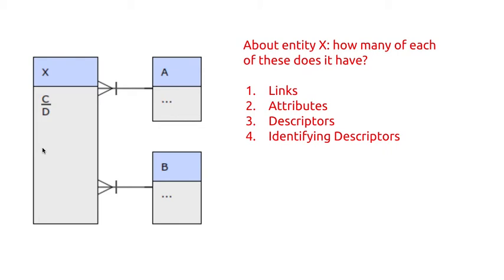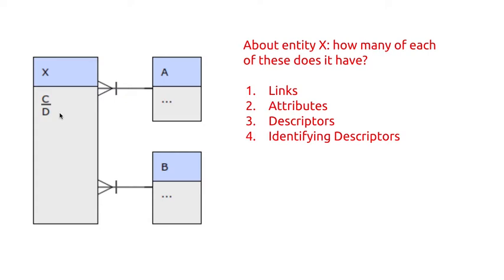About entity X, how many of each of these does it currently have? Links, attributes, descriptors, identifying descriptors. I'll give you a moment and pause. Alright, the answers are 2 links, A and B, 2 attributes, C and D, 4 descriptors, A, B, C, and D, and 3 identifying descriptors, A, B, and C. Notice that D is not included in the identifier. This will be in our next example.